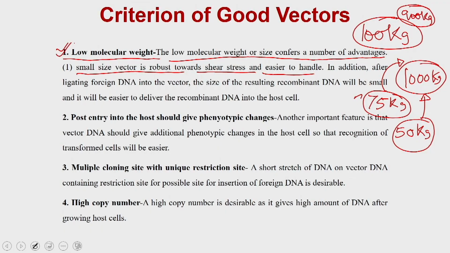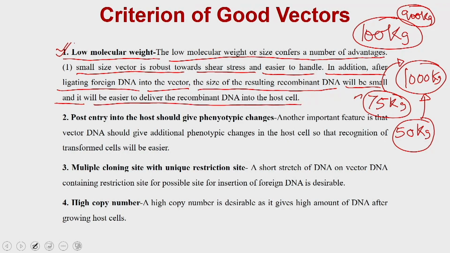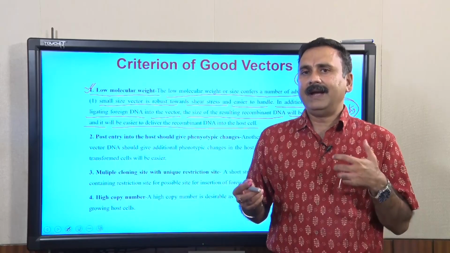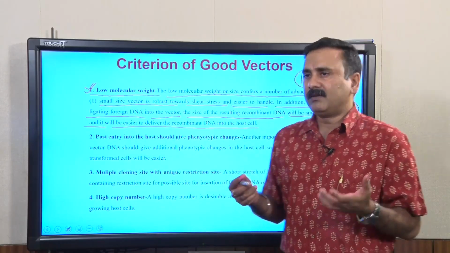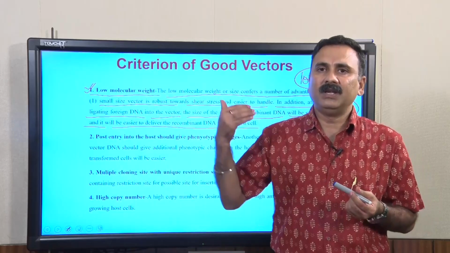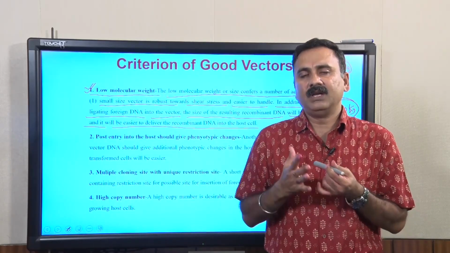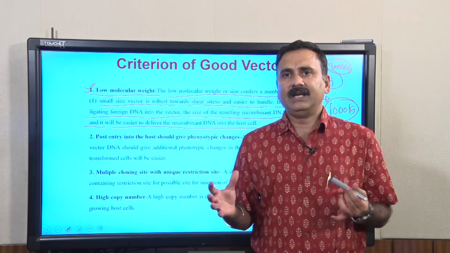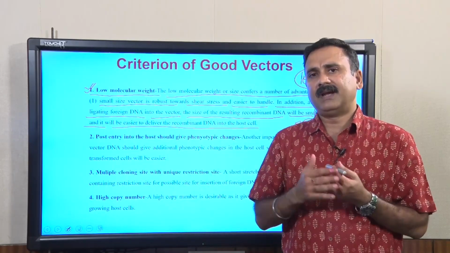In addition to that, when ligating the foreign DNA into the vector, the size of the resulting recombinant DNA will be small, right? And because it is small, it can be delivered very easily into the host cell. If the total amount that can go into the host cell is only 1000 kb, you can increase the size of the foreign DNA simply by reducing the size of the vector.